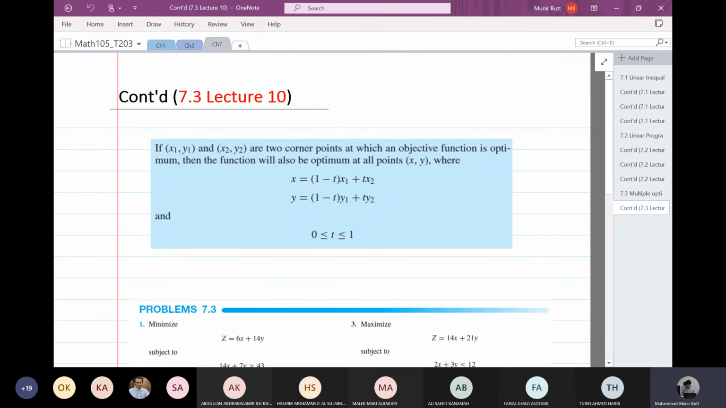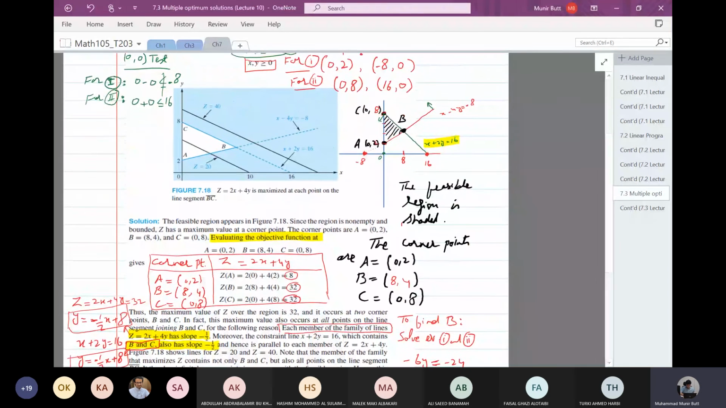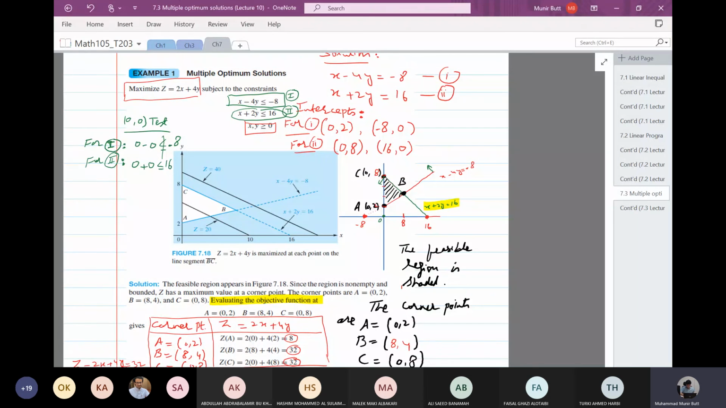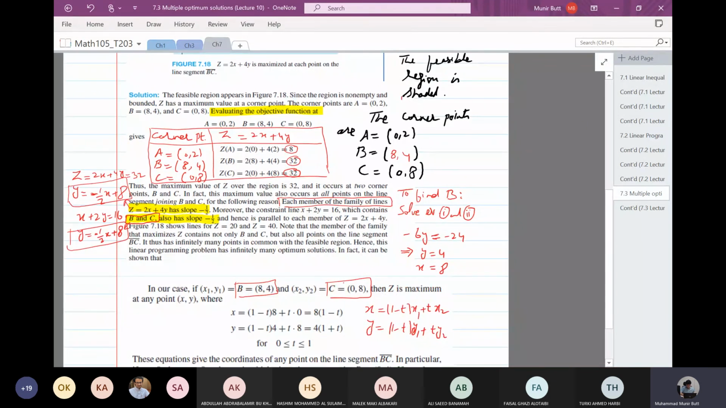Okay, we will discuss this again in the next lecture. Don't worry, I will repeat this lecture. But anyhow, we have concluded that there may be many or infinite optimal solutions, but the function value is the same, which is 32 here.